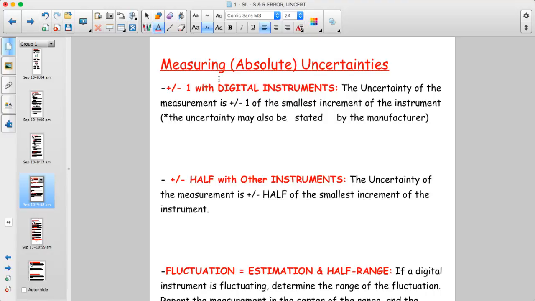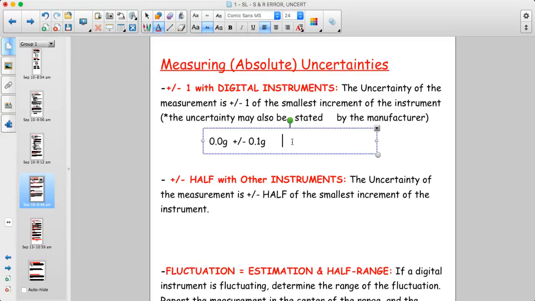But essentially, if you are using a digital instrument, so that's like a digital balance or a temperature probe or any of the Pasco probes, the uncertainty from that instrument is plus or minus 1 of the smallest increment. So on the balance, if the balance reads to here, then the uncertainty would be reported as plus or minus 0.1 grams. So whatever the last digit is, you'd say that the value is plus or minus 0.1.